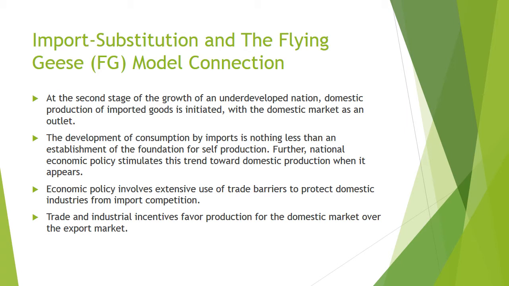Okay, so the import substitution and Flying Geese model connection. At the second stage of growth of an underdeveloped nation, domestic production of imported goods is initiated. With the domestic market as an outlet, development of consumption of imports is nothing less than an establishment of the foundation for self-production. Further, national economic policy stimulates this trend towards domestic production when it appears. Economic policy involves extensive use of trade barriers to protect domestic industries from import competition. Essentially, the infant industry theory. Trade and industrial incentives favor production for the domestic market over the export market.